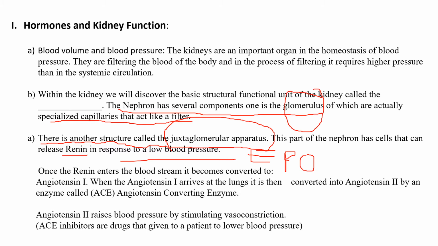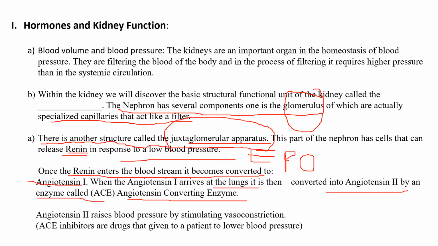EPO is what? Okay, we'll talk about that. That's erythropoietin. But the cells that really do that are inside the kidney. So in the juxtaglomerular apparatus, we have cells that are associated with the renin for that blood pressure level. Once the renin is released into the bloodstream, it gets converted into angiotensin 1. And then when that arrives to the lungs, it's then converted to angiotensin 2. And that's using an enzyme called angiotensin converting enzyme.